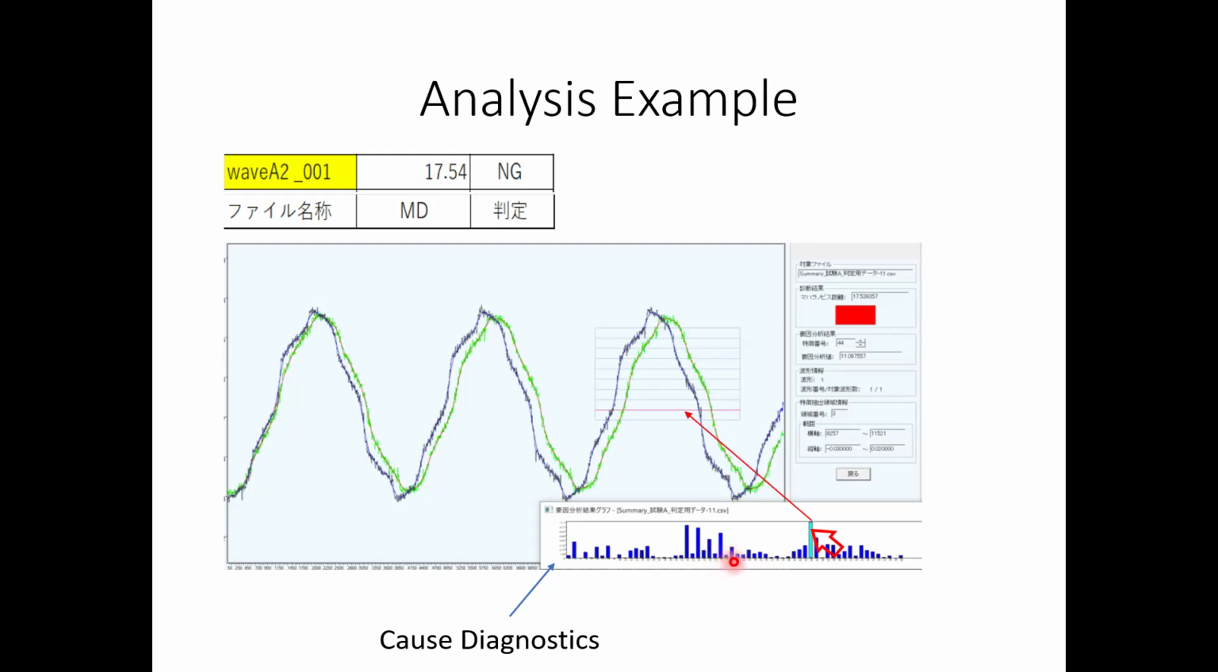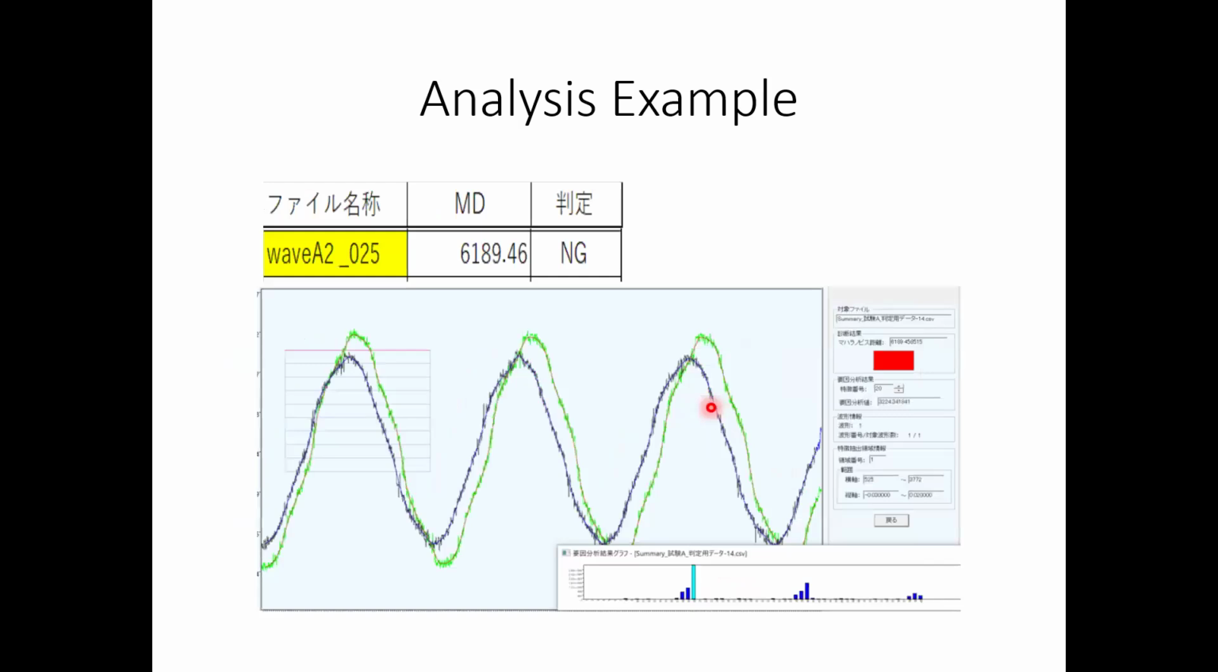If you place the cursor on the highest bar, the corresponding reference line is shown in red. The following example is also judged abnormal. MD is over 6,000. The cause is the height is low. If such low height doesn't exist in normal waveforms, the MD becomes such a large value.